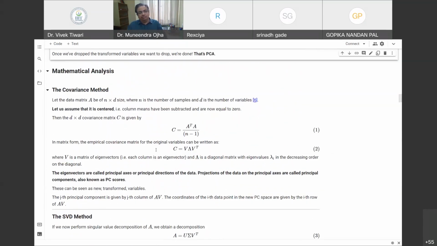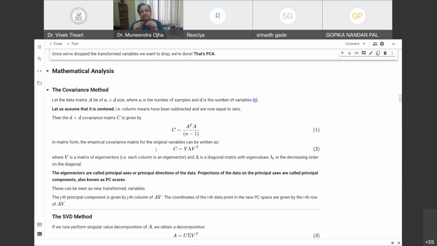Now, there are two methods of actually performing this PCA. The first one is the covariance method, and the other is the singular value decomposition method. Okay, so again, we take the help of singular value decomposition, and through that we perform PCA. The first method, the covariance method, is unique to PCA. Most people follow SVD or covariance depending upon their requirement.